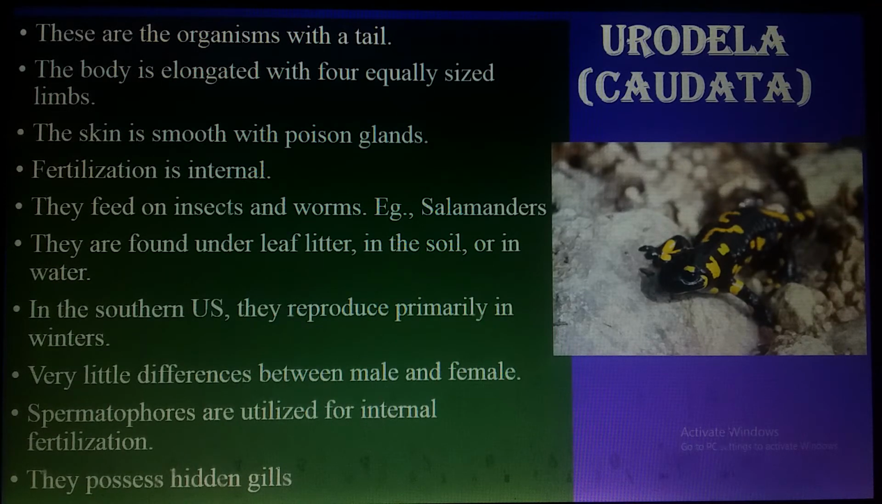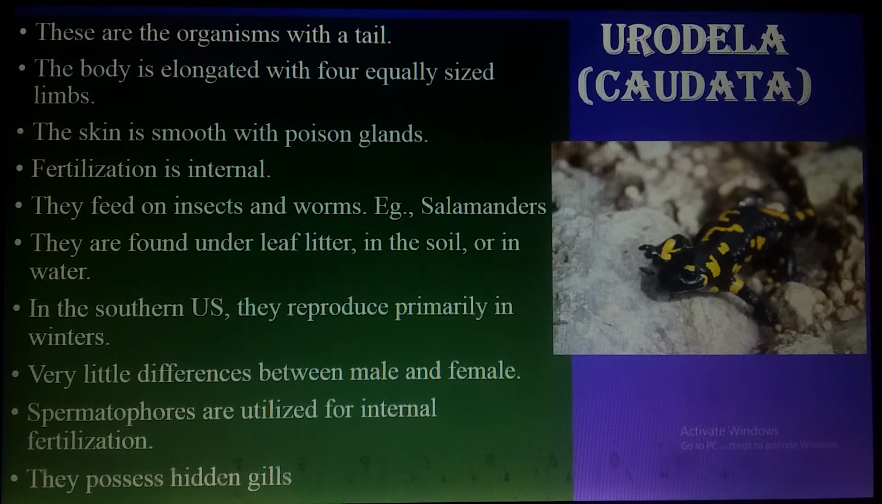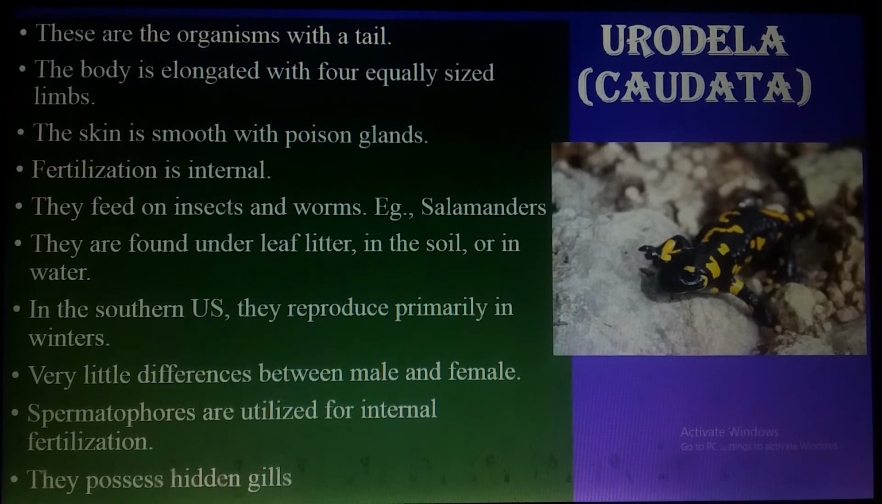Urodela, Caudata. Why are they Caudata? Because they have a tail. They have a tail, and that's why they are known as Caudata. The body is elongated with 4 equally sized limbs. They have a tail, that's why they are Caudata, and they have forelimbs and hind limbs. You can see here, this is the salamander family. The skin is smooth with poisonous glands. Okay.